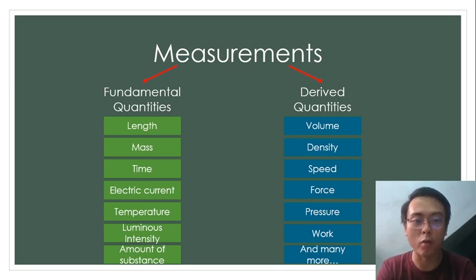And time, how do we measure time? We use a stopwatch, no? So the fundamental quantities are all measurable, while some of the derived quantities may also be measurable, but largely they are derived from our fundamental quantities.